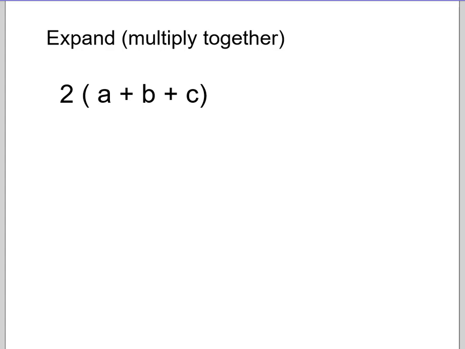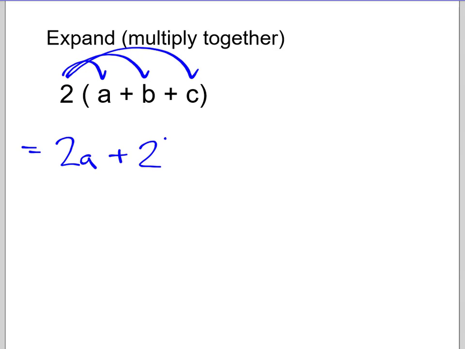Okay, whoa, this has no numbers in the bracket. What can we do? Well, we multiply it in. So this gets multiplied in like this. So 2 times a is just 2a. 2 times b is just 2b, and 2 times c is 2c.